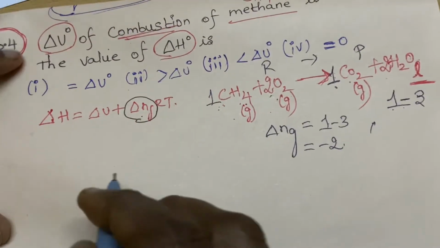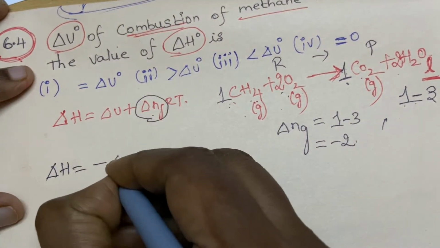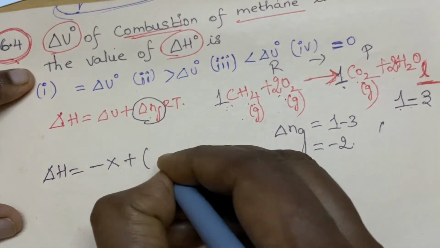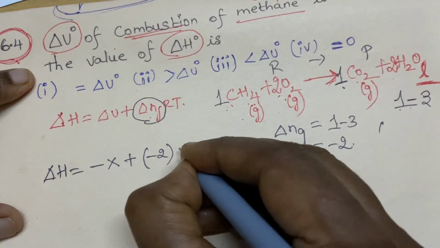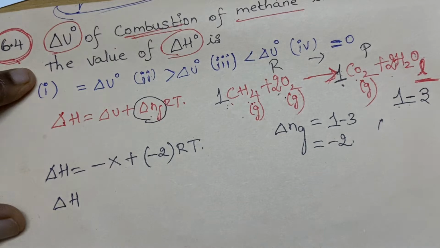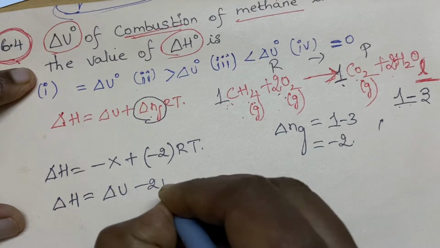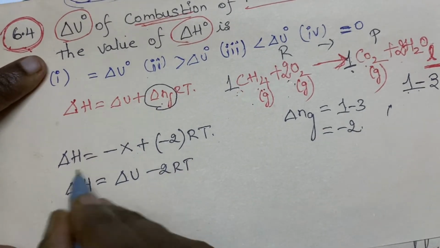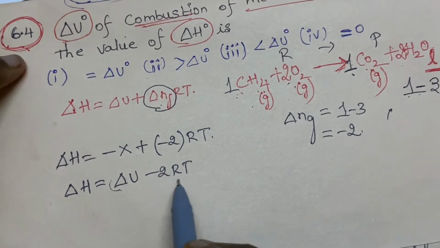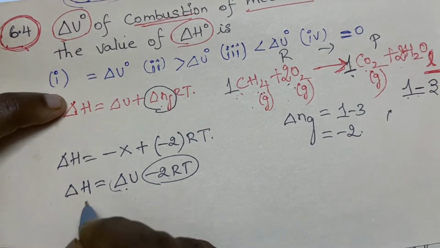Let's substitute in this equation. Your del H is equal to, del U value is given, that is minus x. Then plus del Ng, you got minus 2, RT. Here you can simply substitute del U itself minus 2 RT. So here your enthalpy is your internal energy minus some amount. If you subtract this quantity from your internal energy, you will get enthalpy.